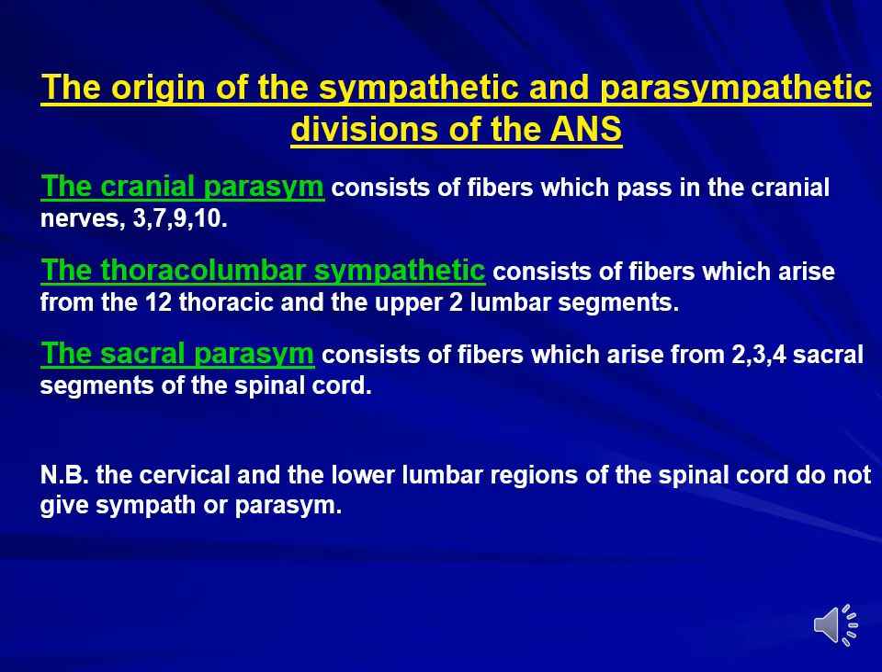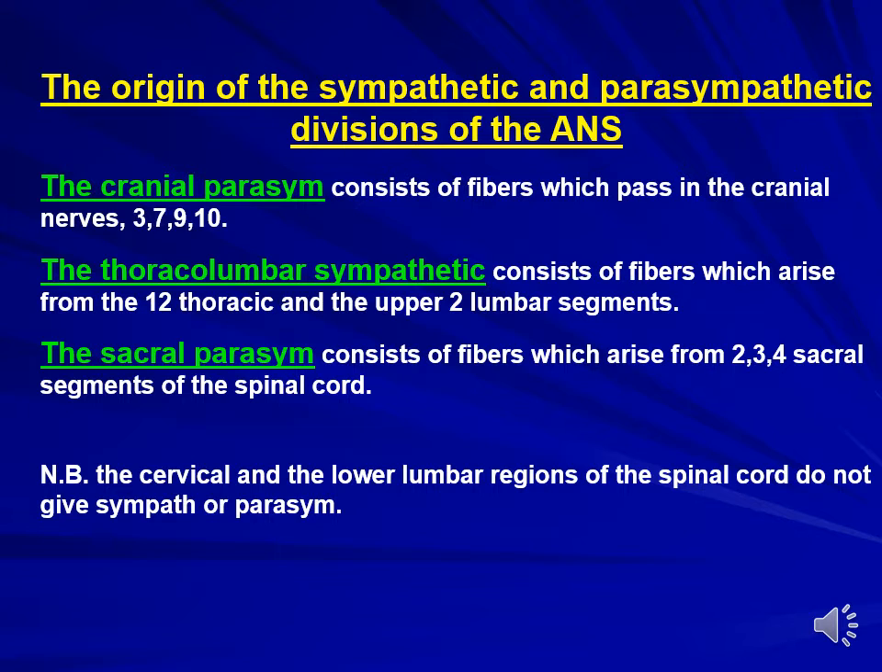The sympathetic nervous system arises from the thoracic and lumbar segments of the spinal cord, while the parasympathetic fibers arise from the cranial nerves 3, 7, 9, and 10 and the sacral part. So the cranial nerves 3, 7, 9, and 10 are called the cranial part of the parasympathetic nervous system.